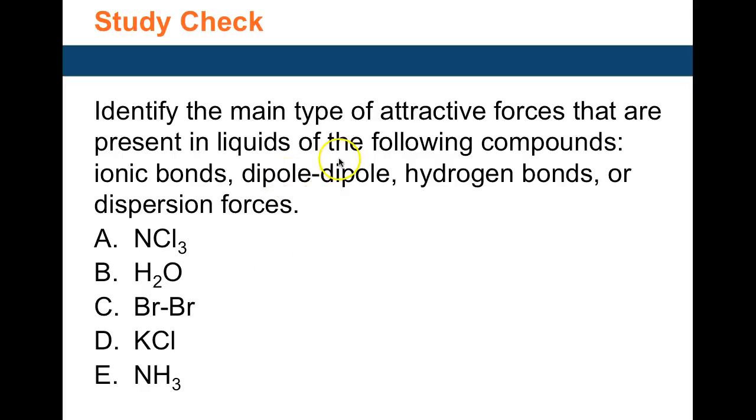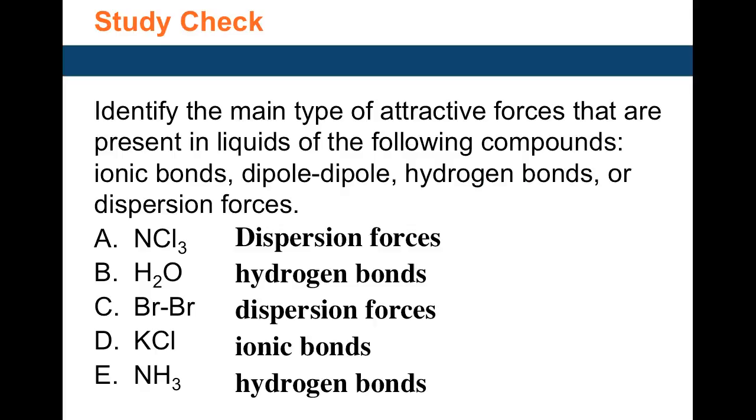Identify the main type of attractive forces that are present in the following compounds. So NCl3, that would be dipole-dipole. H2O has hydrogen bonds, FON rule. Br2 is going to be dispersion, nonpolar. KCl is going to be ionic, and then ammonia is going to be hydrogen bonds. And I stand corrected, NCl3 is dispersion forces and not dipole-dipole.